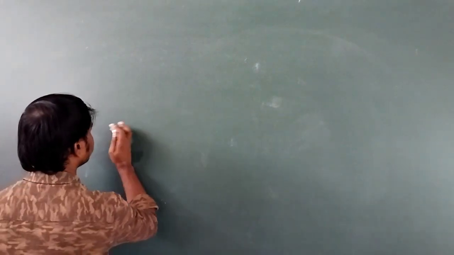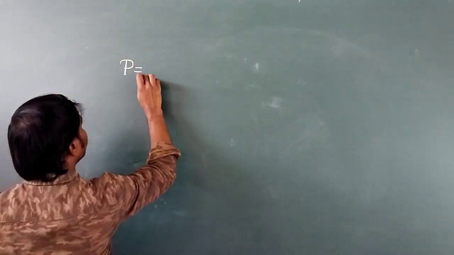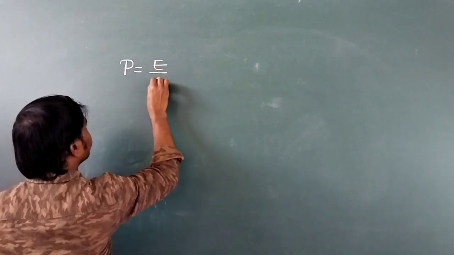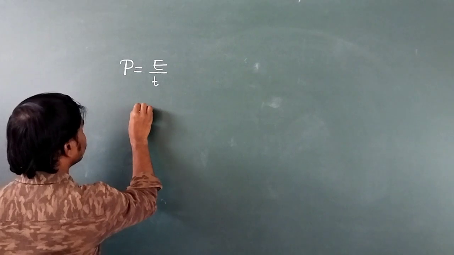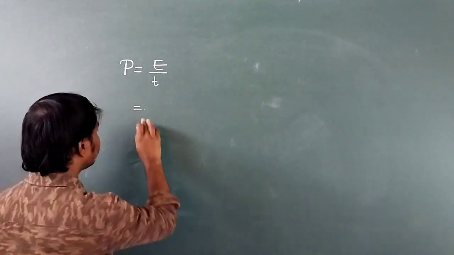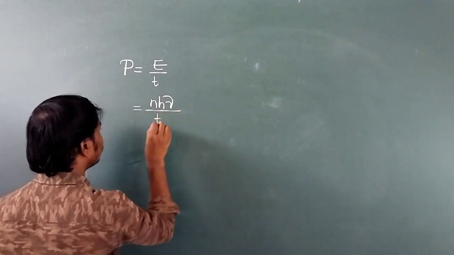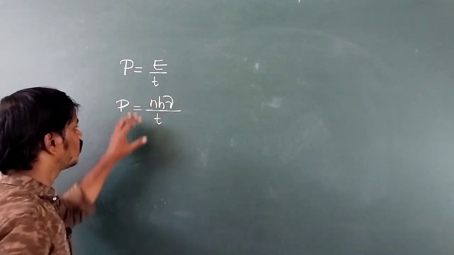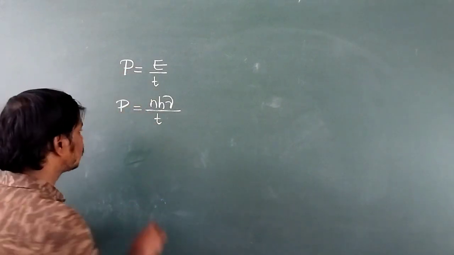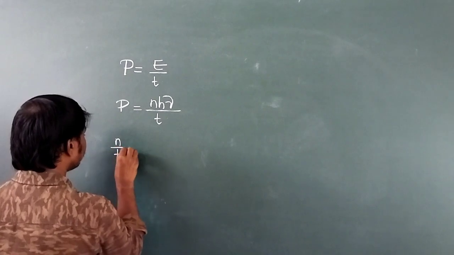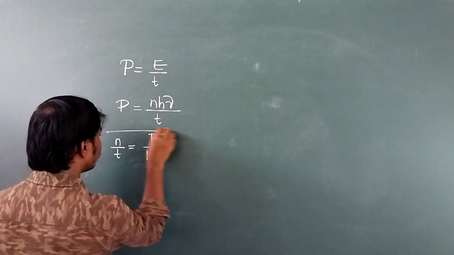See here. The power of the monochromatic source can be written as P, then P is equal to energy released per time. Here energy is released in the form of number of photons. Now the energy of n number of photons can be written as n into h into nu divided by t, and that is power. But what we require is the number of photons per second, that means n by t is equal to P by h nu.